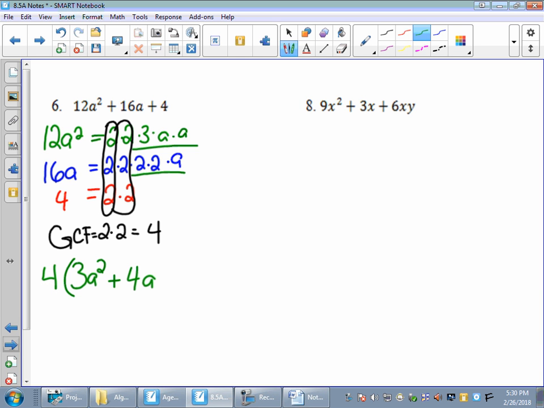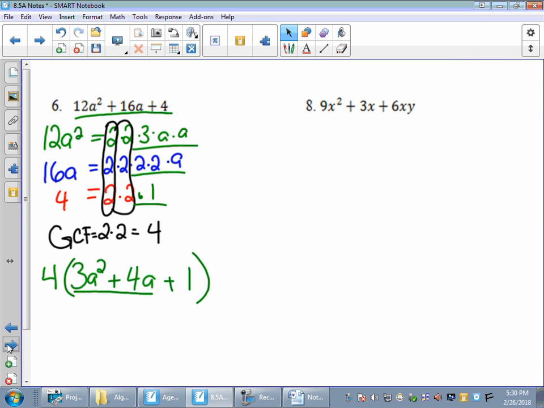Now here's the thing. If I look at 4, I don't have anything left. But if I look at my answer, I only have 2 terms, and I started with 3. Well, that means I still need to add on another term over here. Could I take this 2 times 2 and multiply it by a 1? Of course I can. It's not going to change anything. So that means that I was left with a 1. I'm going to go ahead and leave number 8 as an example for you to do.